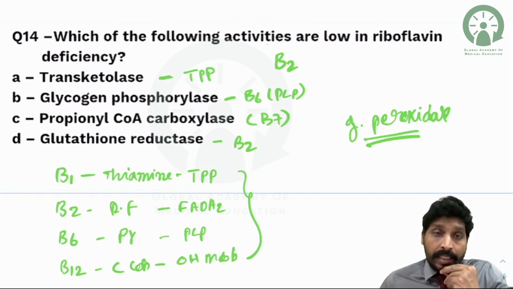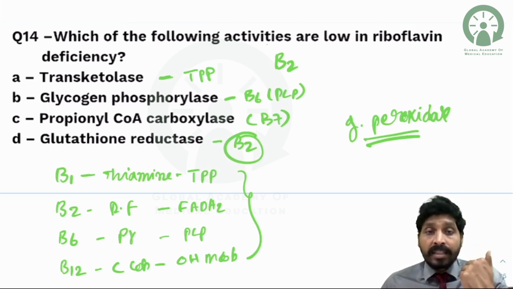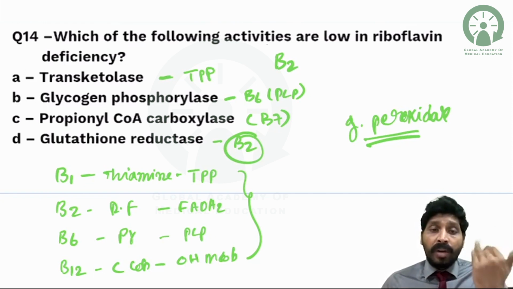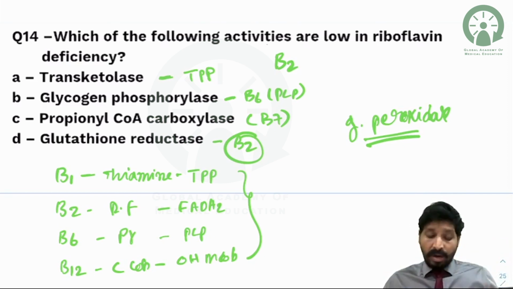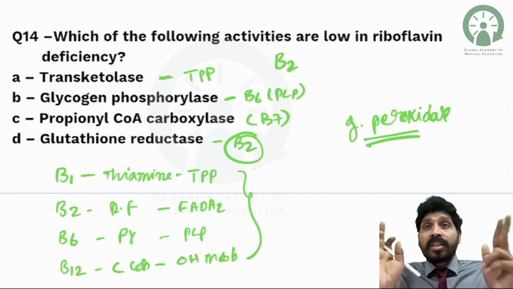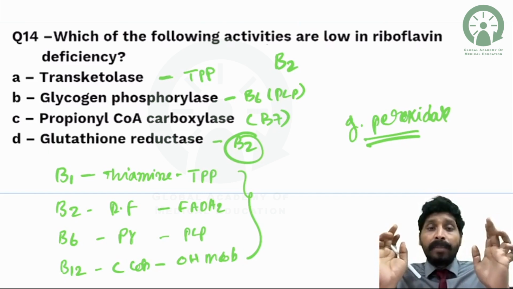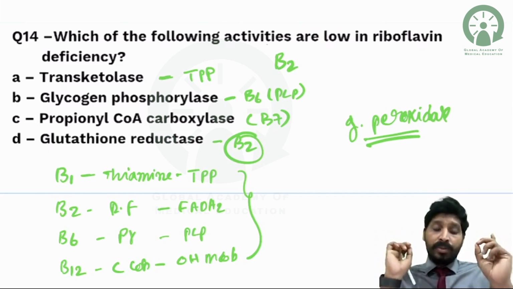Glutathione reductase is dependent on B2. So B2 deficiency will be analyzed by estimating glutathione reductase. In the same way, B1 deficiency will be analyzed by estimating transketolase activity. Glycogen phosphorylase activity is measured by B6, PLP activity, and propionyl CoA carboxylase by B7. So you have to remember some specifics. Transketolase means B1, carboxylation reactions, propionyl CoA carboxylase B7, glycogen phosphorylase B6 PLP, and glutathione reductase B2, riboflavin.